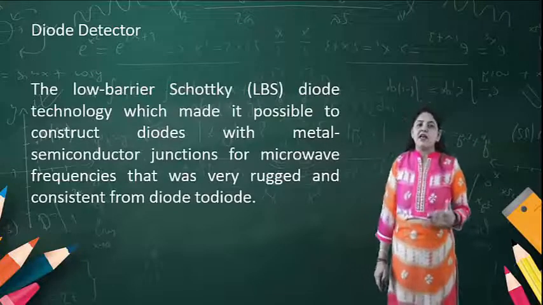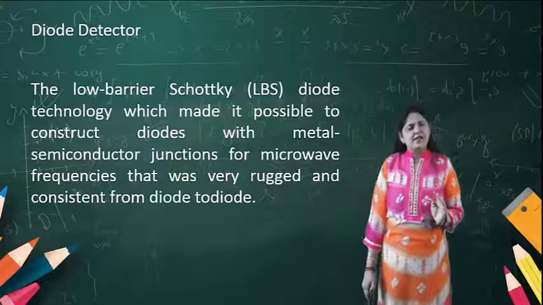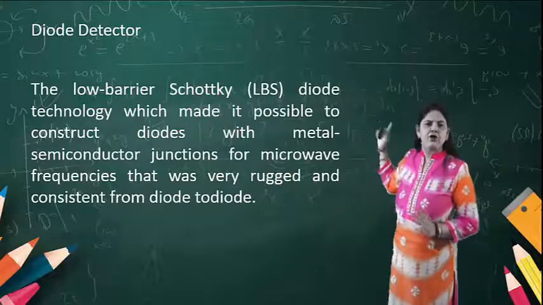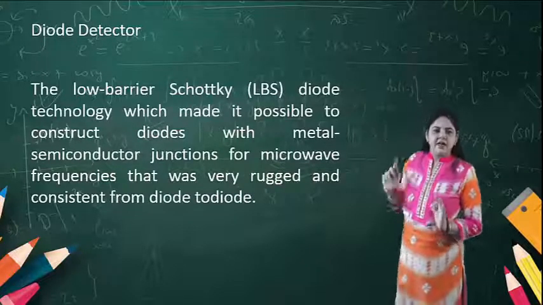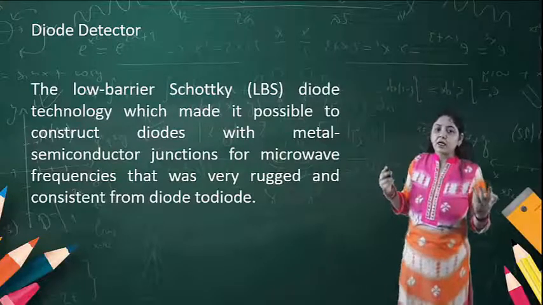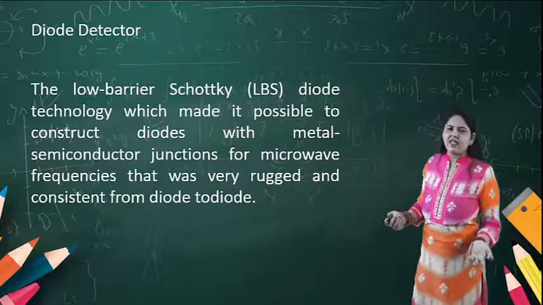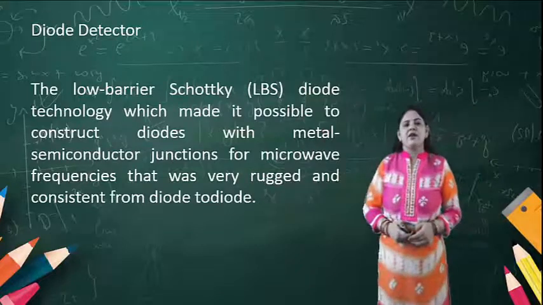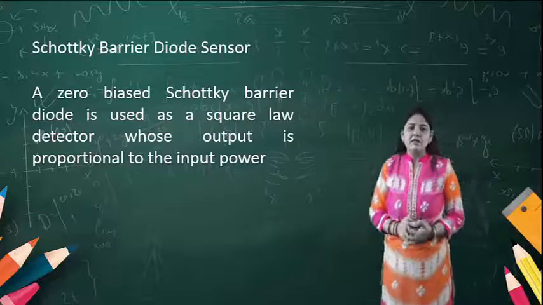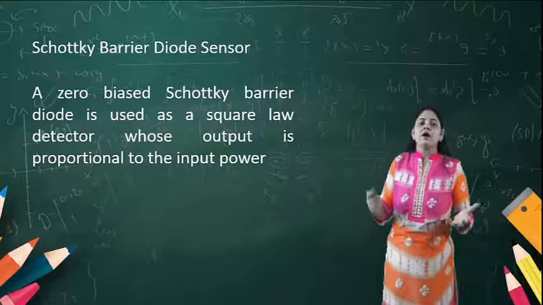First of all, the diode detector. In that, the Schottky barrier diode can be used. The Schottky barrier diode or low barrier Schottky diode technology is used with metal semiconductor junctions for microwave frequency, and these are very rugged and consistent from diode to diode. A zero bias Schottky barrier diode is used as a square law detector.